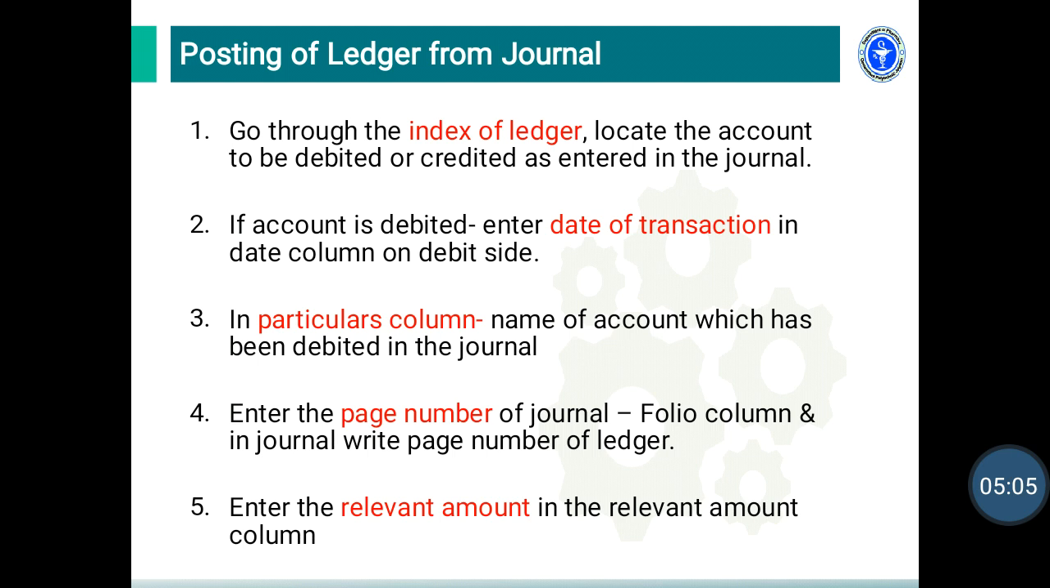Then second, if an account is to be debited, enter the date of transaction in the date column on the debit side. Then third step, in the particulars column, write down the name of the account which has been debited in the journal. Then fourth, enter the page number of the journal in the folio column, and in the journal write the page number of the ledger. Last one is to enter the relevant amount in the relevant column. So these are the 5 steps for posting from journal to ledger.